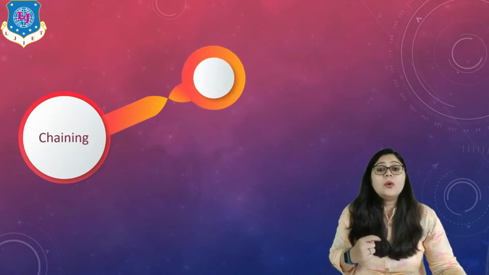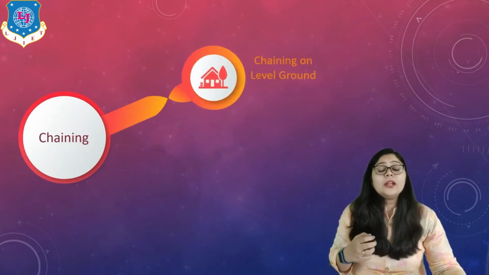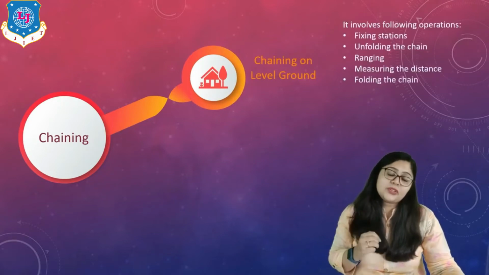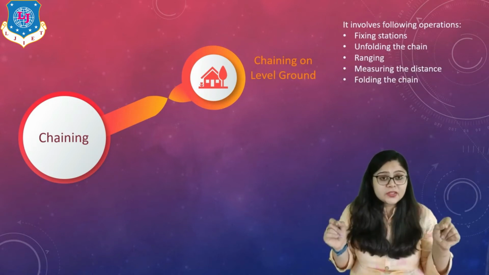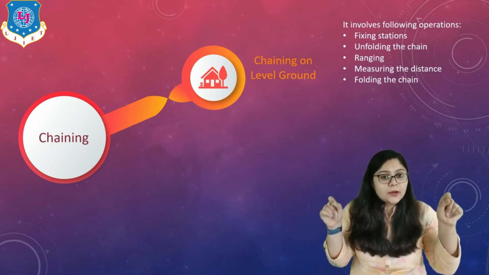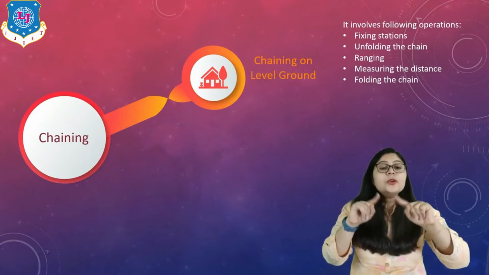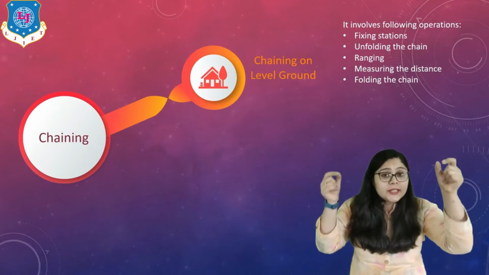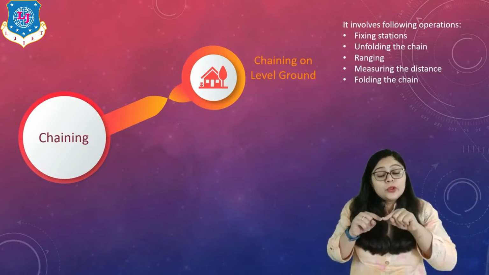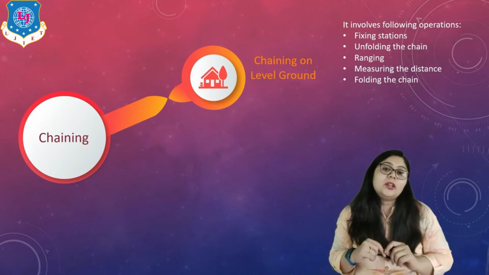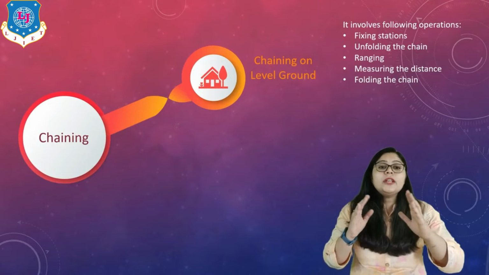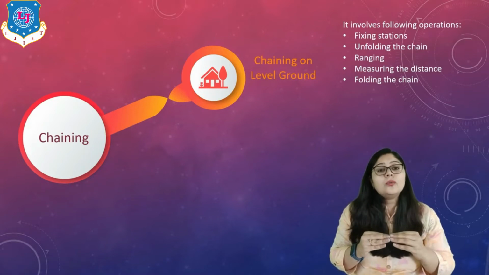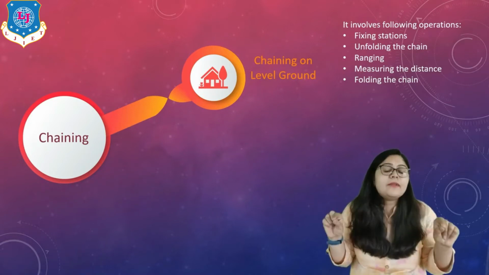So the question is, what is chaining, or how can we do chaining on a level ground? For that, we have to follow some operations. It means first we have to fix the stations. Now using pegs, we are fixing the stations. Then we unfold the chain and then we go for the ranging. Now you know for ranging you need the ranging rods, right? Then you are going to measure the distance using that particular chain, and lastly at the end of the practical you fold the chain, right? So that is the procedure that you follow when you go for the chaining on particular level ground, right?